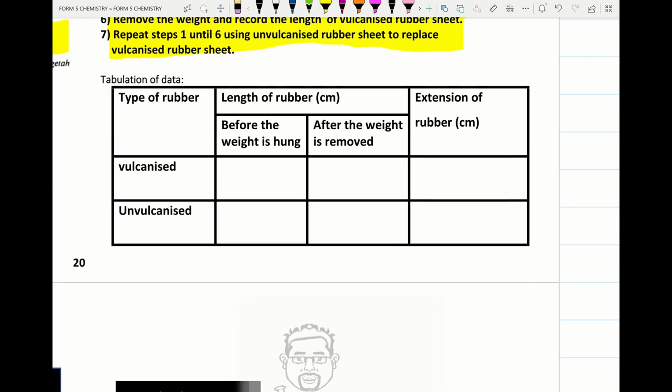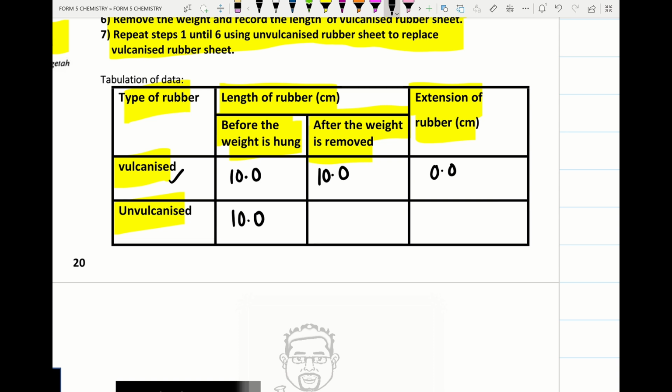Let's check the tabulation of data. Here we put the type of rubber, vulcanized and unvulcanized, the length of the rubber strip before the weight is hung and after the weight is removed. Then we check the extension of the rubber strip. Let's say before the weight is hung, 10.0, and after the weight is removed, also 10.0. The vulcanized rubber is able to return to its original position, so the extension will be 0.00. No extension occurs.